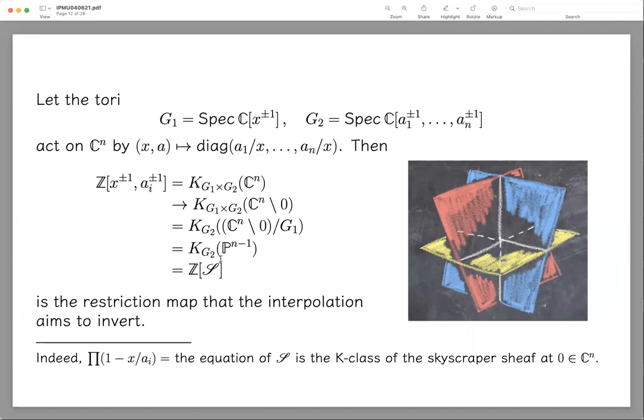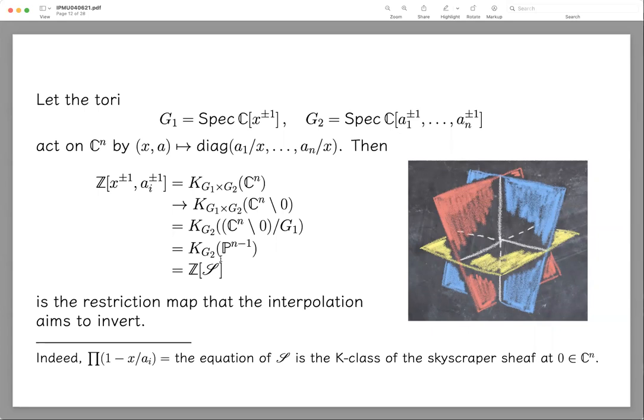And now the basic fact about equivariant K-theory is its homotopy invariance, in particular, if my manifold is a vector space, then it's the same as the K-theory of a point. So if I take polynomials with integer coefficients in coordinates x and a_i, that is the equivariant K-theory, G1 cross G2 equivariant K-theory, of that space C^n.